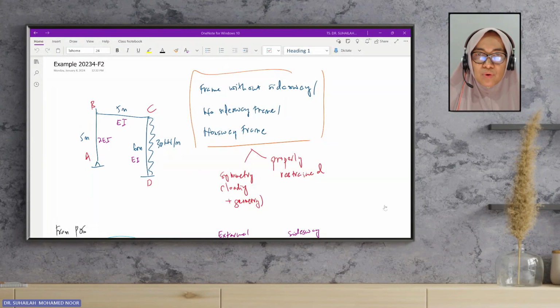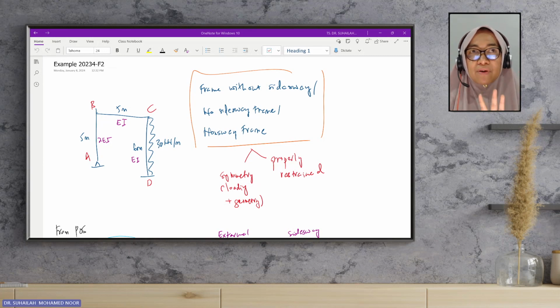Okay, I would like to continue about this example F2. We are going to determine the member end moment for this frame. This is a sidesway frame, and for a sidesway frame we have 4 steps.